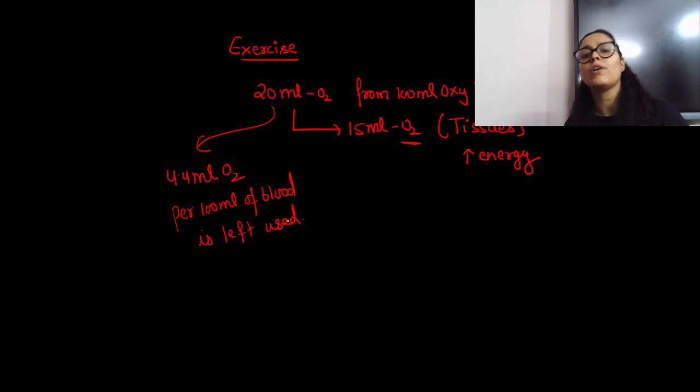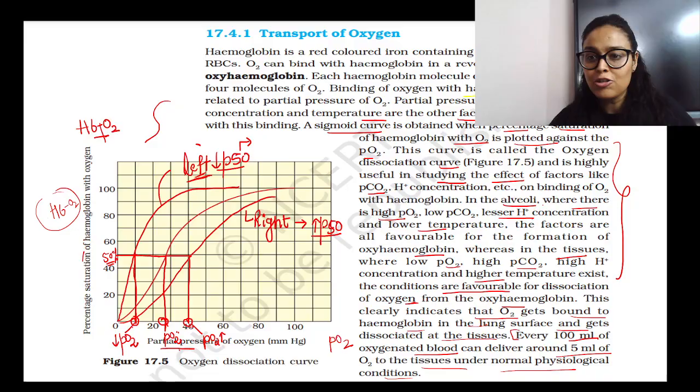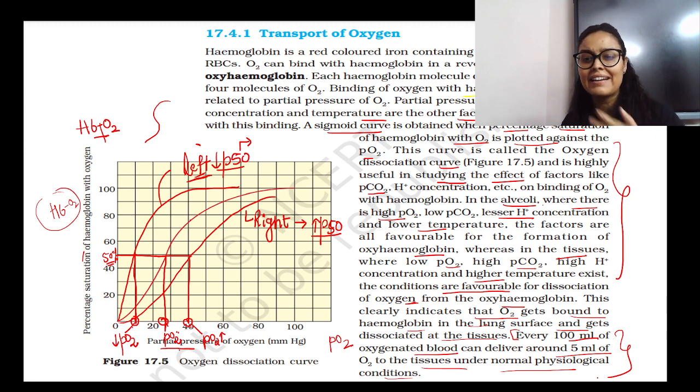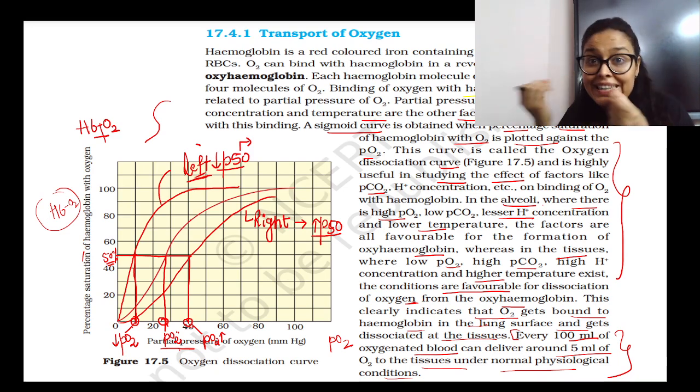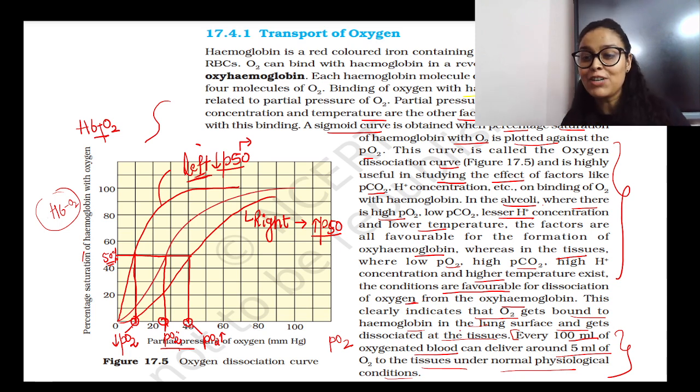So ultimately, all in all, you should understand what is the meaning of that line. Okay, so some kids will only read this and ignore it, but some students who are actually understanding that for every 100 ml of oxygenated blood, they have given half the information. So 100 ml of oxygenated blood is carrying how much oxygen? 20 ml oxygen. And out of that 20 ml oxygen, 5 ml of oxygen is given to the tissues, and the rest, 14.4 ml, is left unused. So this is the meaning of this line.